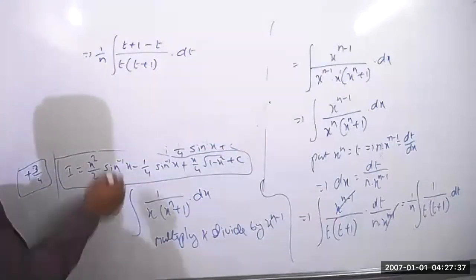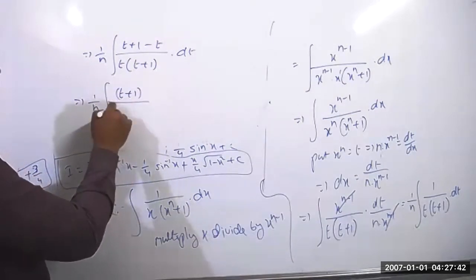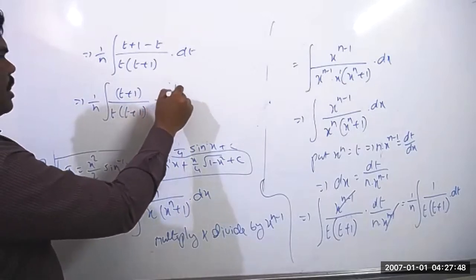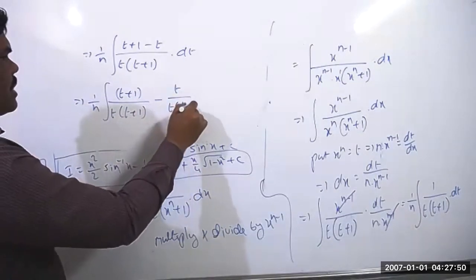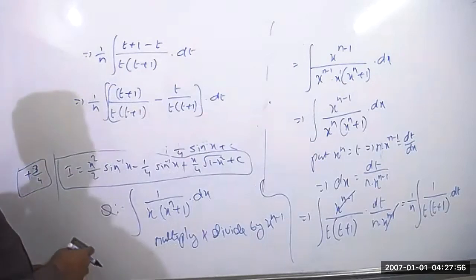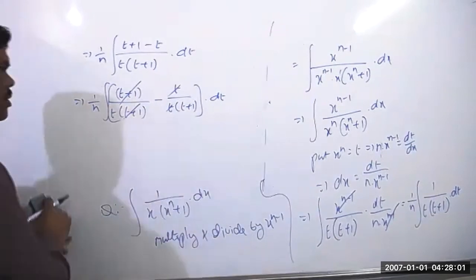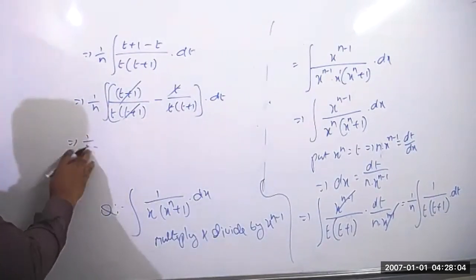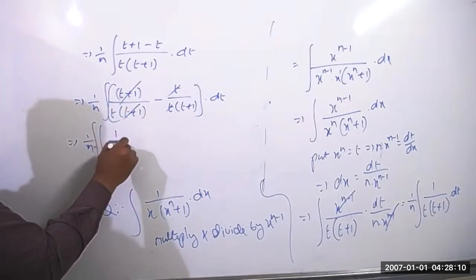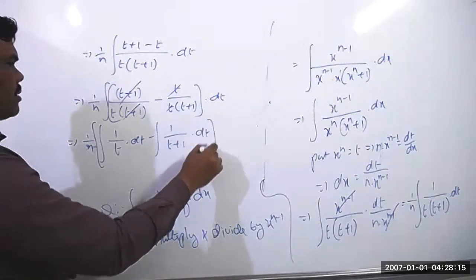Same as previous. So 1 by n into integration of, write this value separately: t plus 1 by t into t plus 1 minus t by t into t plus 1, whole into dt. Clearly this will be cancelled and t also cancels. So the value of the given problem equals 1 by n into integration of 1 by t into dt first, and integration of 1 by t plus 1 into dt is the second thing.